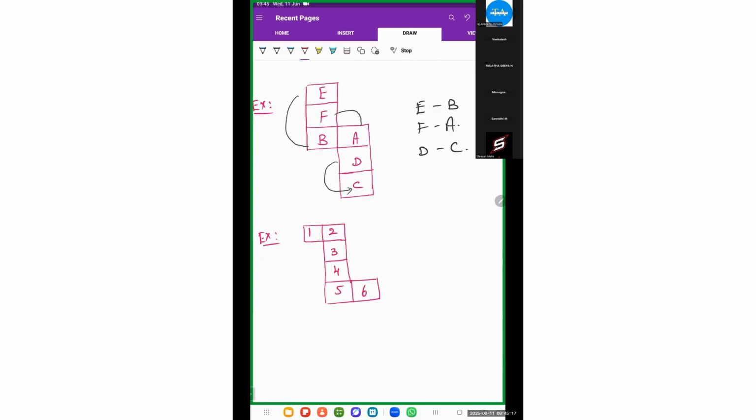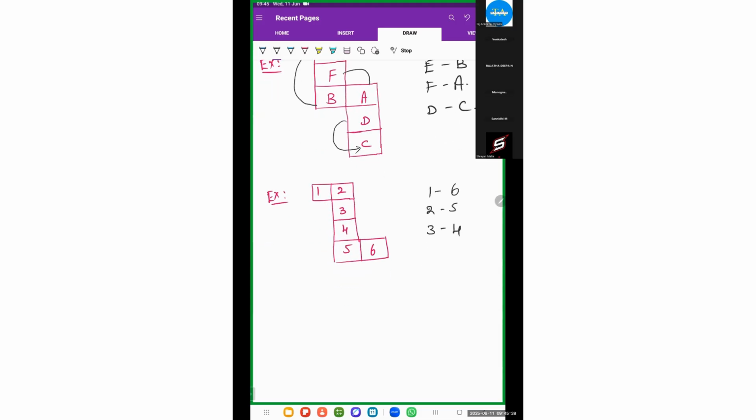Tell me here the opposite. One opposite is 6. Next to 2, 5. Next to 3, 4. The sum is 7. Okay, so next, one more.